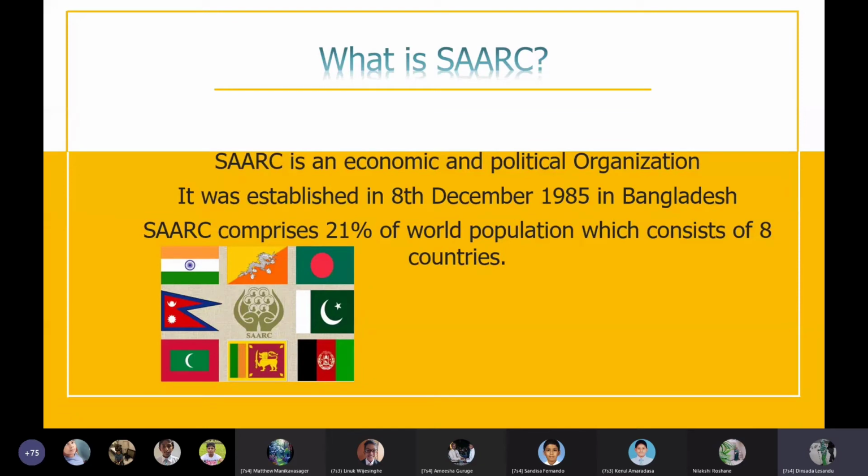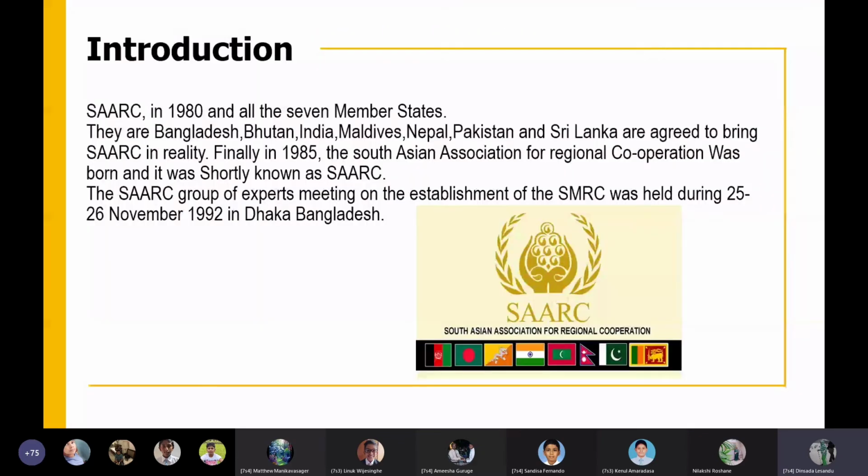Introduction about SAARC. In 1980, all the 7 member states, Bangladesh, Bhutan, India, Maldives, Nepal, Pakistan and Sri Lanka, agreed to bring SAARC into reality. In my point of view, SAARC was born with the signing of the heads of government. So finally, in 1985, the South Asian Association for Regional Cooperation was born and it was shortly known as SAARC.